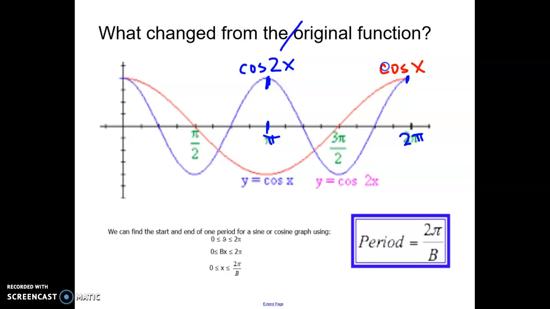So what your B value is going to affect is the period, and it does so with this little rule here: the period is 2 pi over B. I think you have that in a little box there on your page. That's very important. Again, the period for sine and cosine is 2 pi over B, because your B value is going to divide your period by whatever value it is.